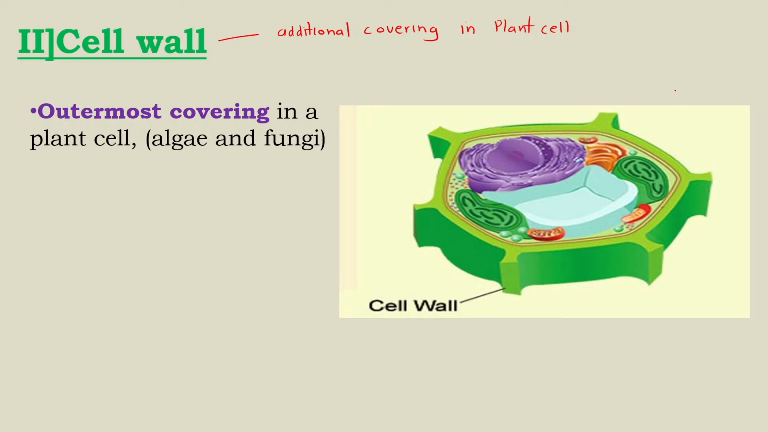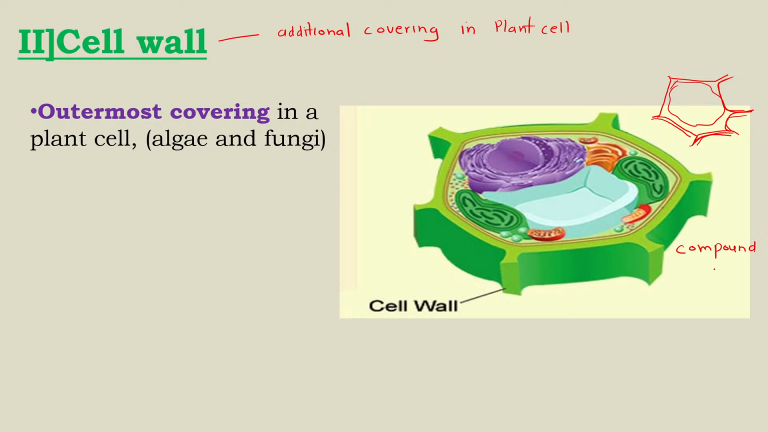Suppose this is a cell. Okay, this is a cell membrane. So the plant cell will have an additional layer. This additional layer, this additional protection, is called a cell wall. What is it called? Cell wall. Just like a house may have a compound wall.